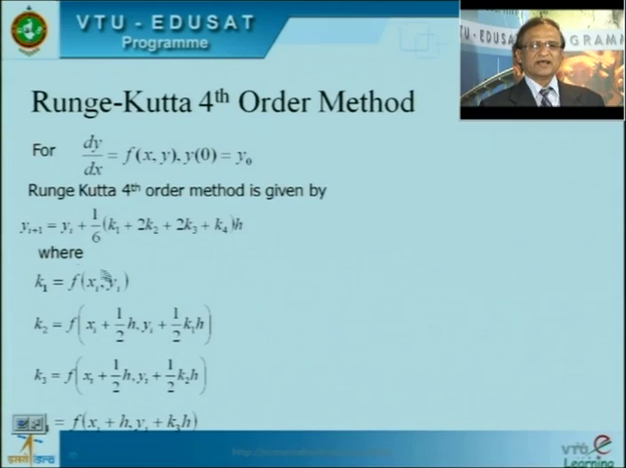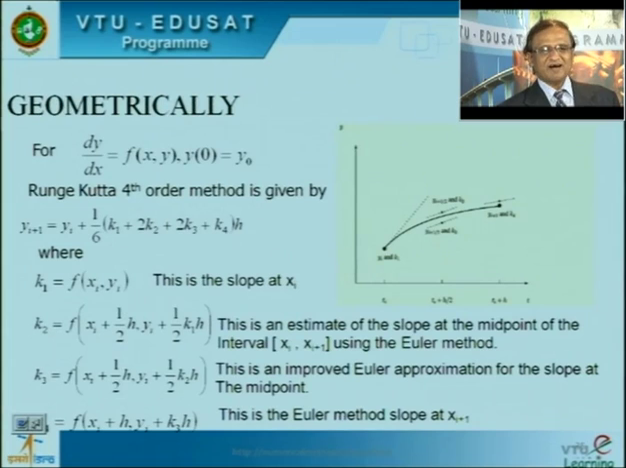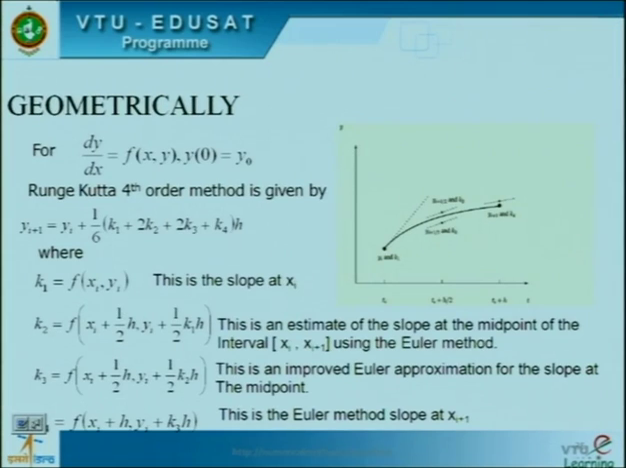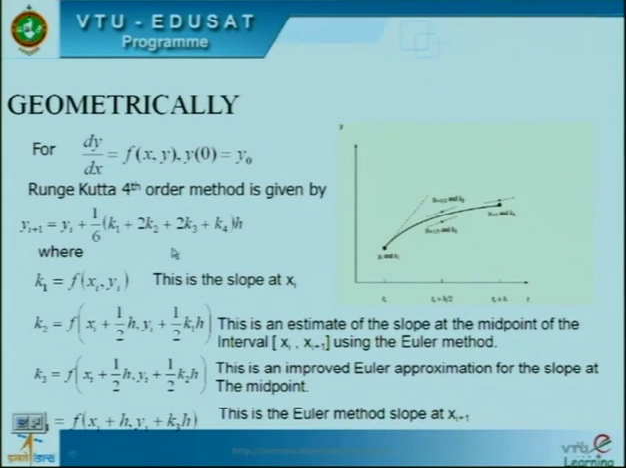Then I can compare the various solutions. I can compare the y1 value with y2, y2 value with y3 and so on. Is there any improvement or not? That can be observed by calculating various values. So, geometrically what does it represent? Simply, I said that I have to calculate k1, k2, k3, k4 and substitute those values in the formula.